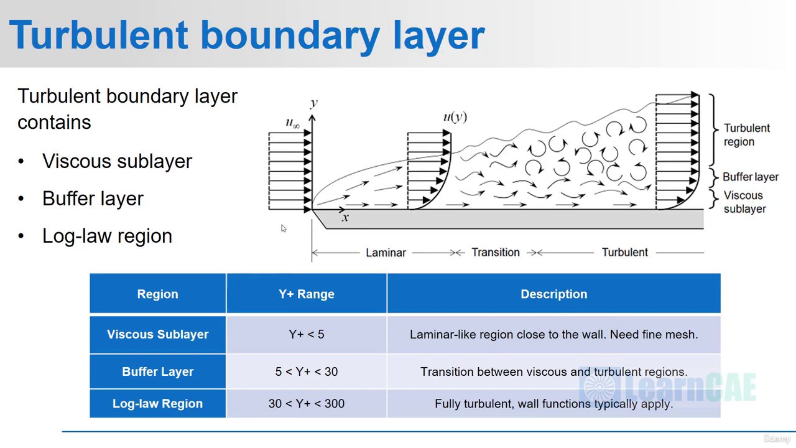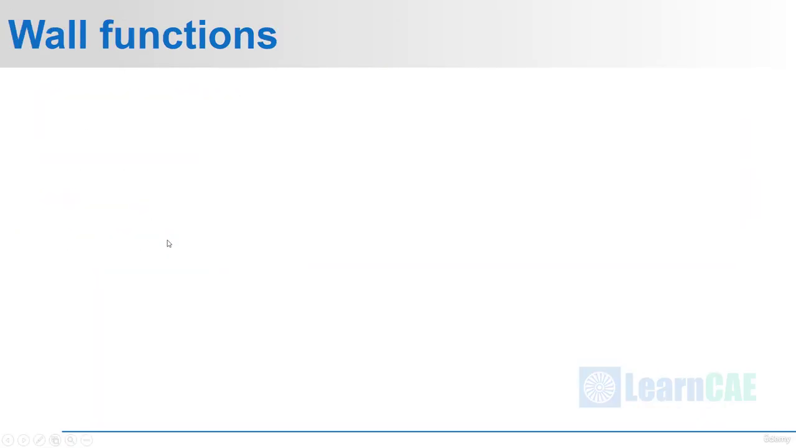Okay, so the main thing we have to remember here is there are three zones in the turbulent boundary layer: viscous sublayer, buffer layer and log law region. Okay, next we shall see how to apply Y plus in these regions. In order to determine how to apply Y plus for different turbulence models, we need to know about wall functions. Okay, we shall see one by one.